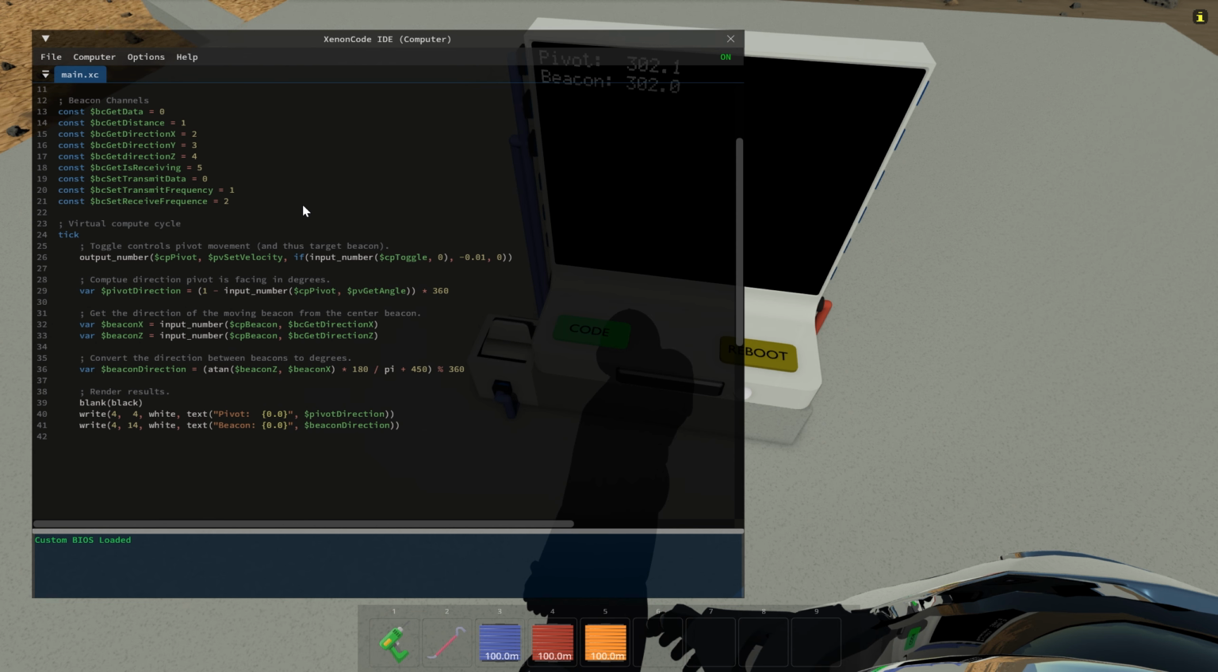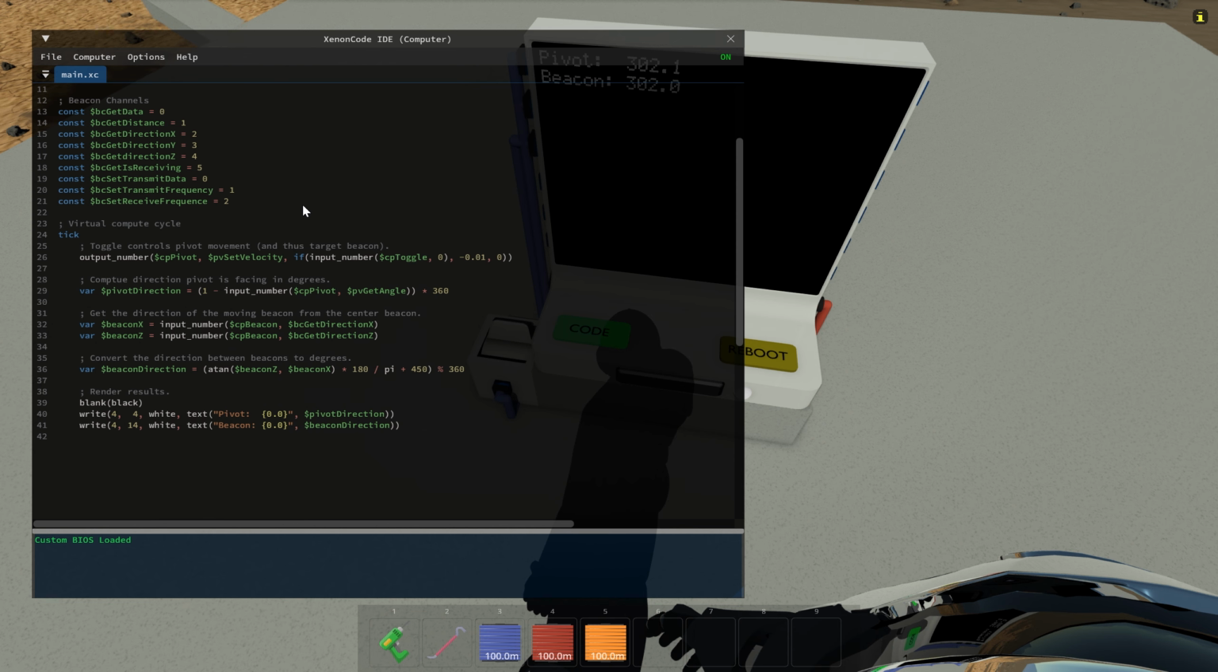So the magic is in line 36. As I said, I just looked this up, and instead of using y, I use z. So that's really the only change. Now, as you see, it spins around and matches.